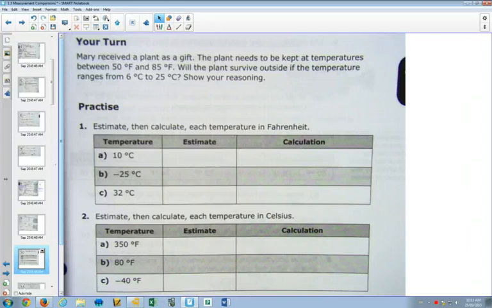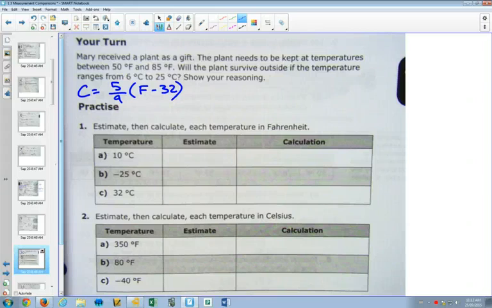So Mary's got a plant as a gift. It needs to be kept between 50 and 85 Fahrenheit. Will it survive if the temperature ranges from 6 degrees to 25 degrees? So we want to change from Fahrenheit to Celsius. So we're going to look for the formula that says Celsius equals 5/9 Fahrenheit minus 32.